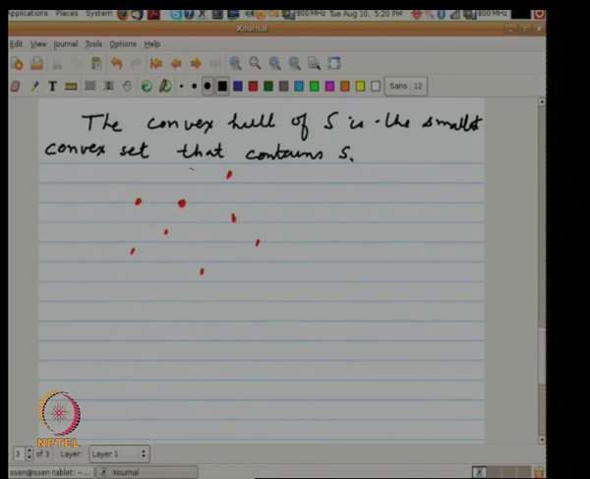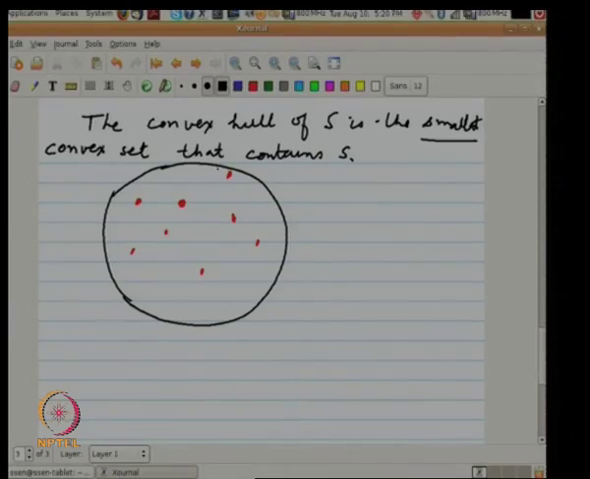Of course, I could have a disk, which is convex essentially. So, I could have a large enough disk that contains all the points. But then it also says something about being the smallest. So this is clearly not the smallest, because I can shrink the disk. You can look at this example and shrink the disk and make it a little smaller, so I can sort of cut corners.